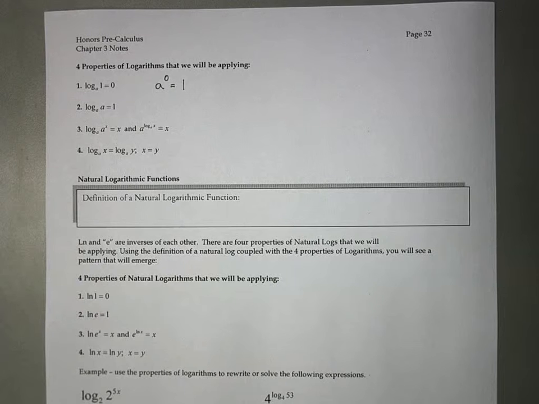a to the 0 is equal to 1. Anything raised to the 0 power is going to be equal to 1. Anything that's larger than 0 is going to be equal to 1. And that's one of the pieces of a logarithmic function, that the log has to be greater than 0. So this is going to work for everything that a log is defined for.